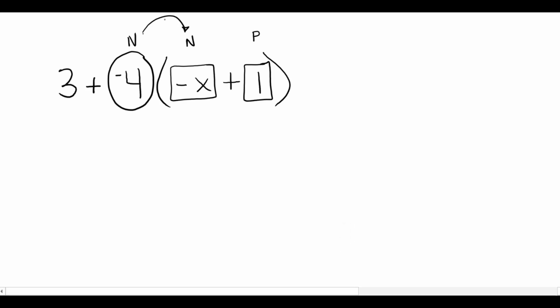Okay, let's multiply, and we have -4 times the first term, which is negative x. Negative times a negative. The second one, we're going to also have -4 times positive 1.